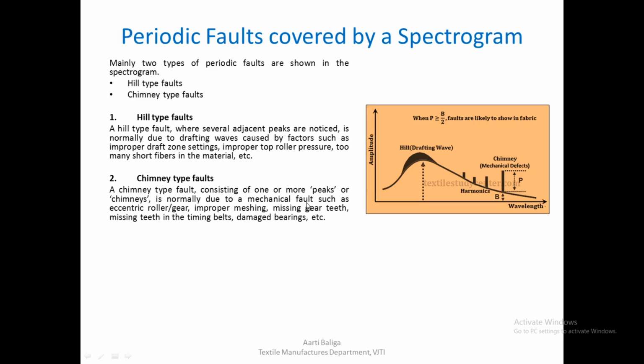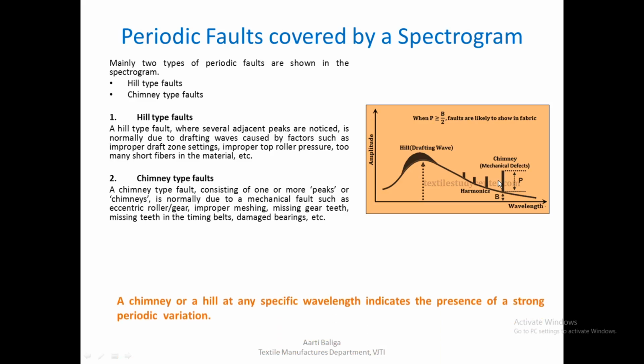So the fault that is going to be seen as a chimney would be due to a mechanical fault, and this would be a result of an eccentric roller or improper meshing, missing gear teeth, missing teeth in a timing belt, damaged bearings, etc. So all mechanical faults would lead to a chimney type of peak over here in your spectrogram.